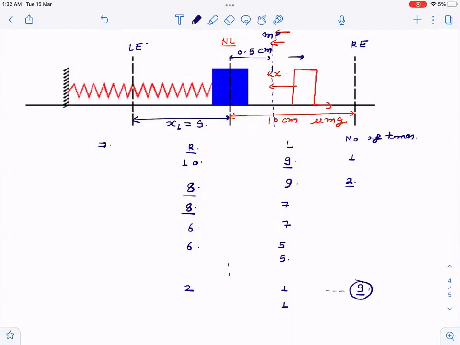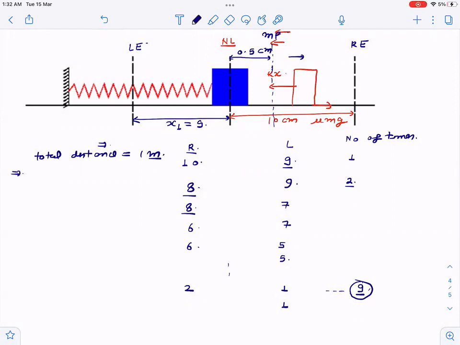Now the total distance. For the total distance, you can add this 10, 9, 9, 8. If you add all this, the total distance is going to be 1 meter. Right? Now there is another way you can find out the total distance. How do I find the total distance? Now from here we know that it is going to stop only at natural length. So if it is going to stop only at natural length, and if you have to find the total distance, we can then apply the work energy theorem directly between the starting and final point.